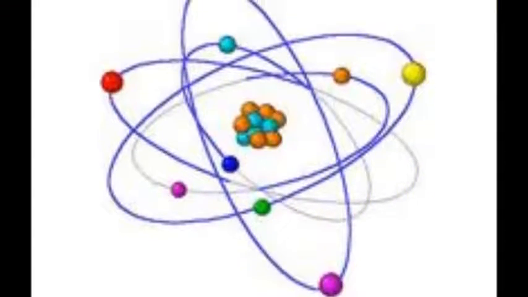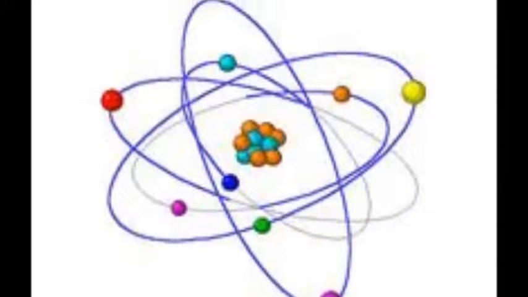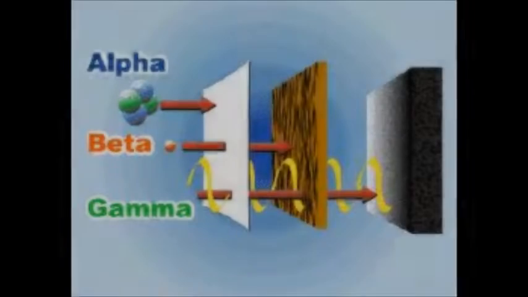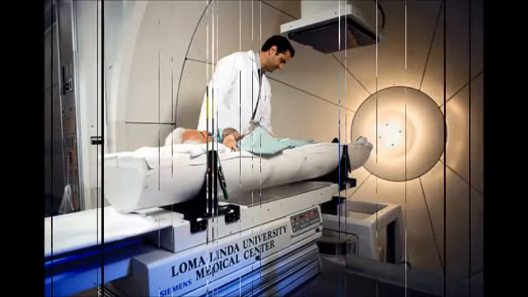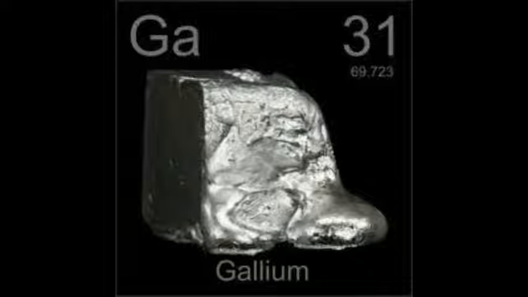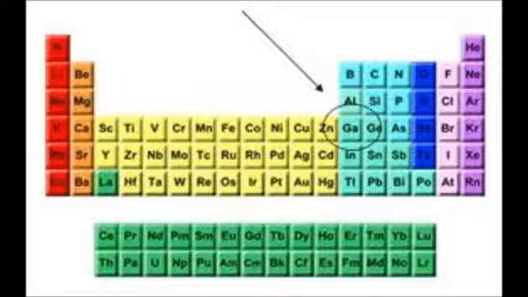A radioisotope of an element is an atom with an unstable nucleus which decays and emits alpha, beta, or gamma rays until the isotope becomes stable. The radiation can be used for different purposes such as medicine, industry, or agriculture. An example of a radioisotope used in medicine would be Gallium-67. It is a radioactive form of the element gallium and is used in the medical field.